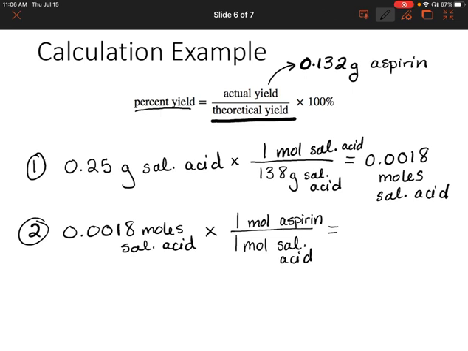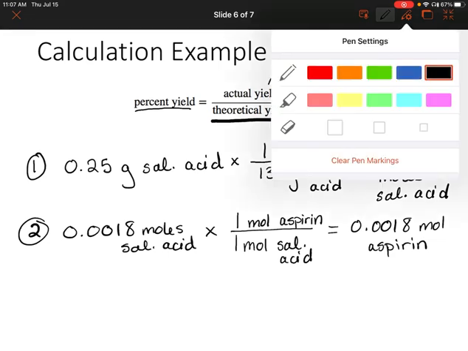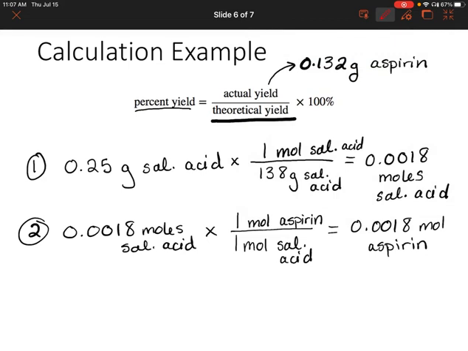All right, so 0.0018 times 1 over 1 gives us 0.0018. So you might have already figured this out, and that's okay. But if it's been a while, you can keep following along. Now, also feel free to cross things out as you go. So for instance, in the first calculation, we canceled grams of salicylic acid. In the second calculation, we canceled moles of salicylic acid.